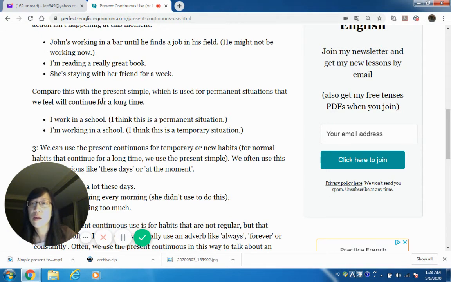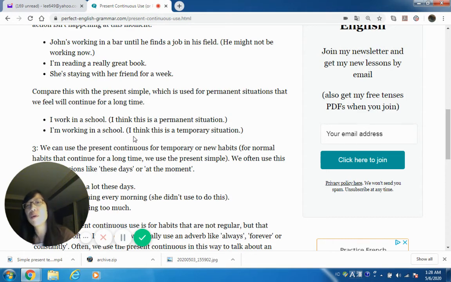Now compare this with the present simple, which is used for permanent situations that we feel will continue for a long time. That's the difference. ing is temporary. Simple present tense is for a long time. I work in a school. This is a permanent situation. I'm working in a school. It's a temporary situation.